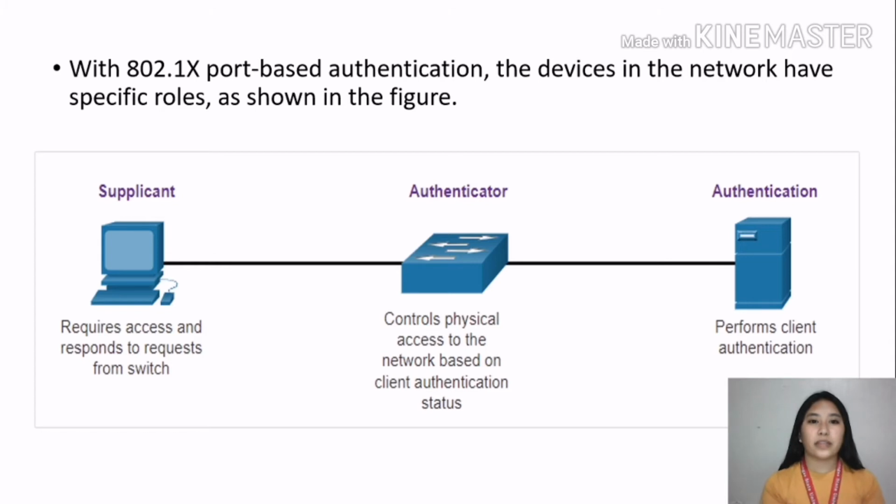With 802.1x port-based authentication, the devices in the network have specific roles as shown in the figure. The diagram shows the devices involved in 802.1x port-based authentication. On the left is the supplicant, in this case a desktop, which requires access and response to requests from a switch. The supplicant is connected to the authenticator.